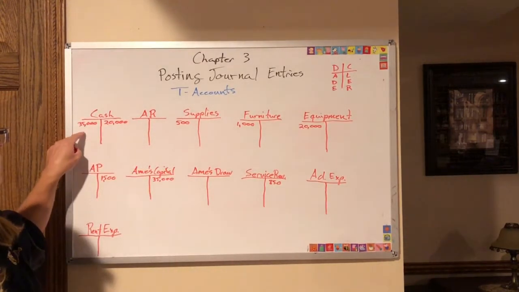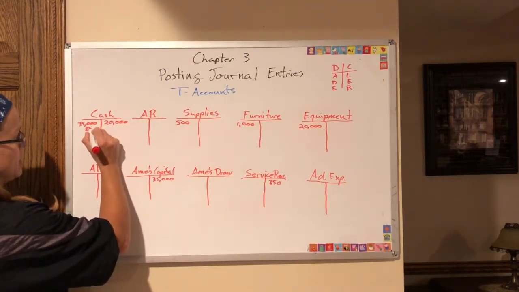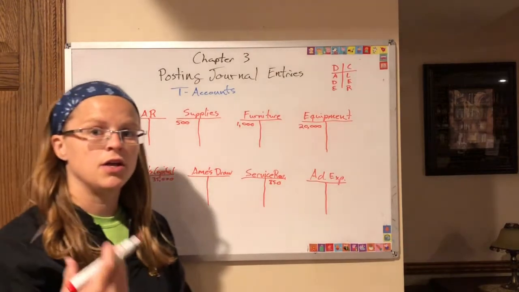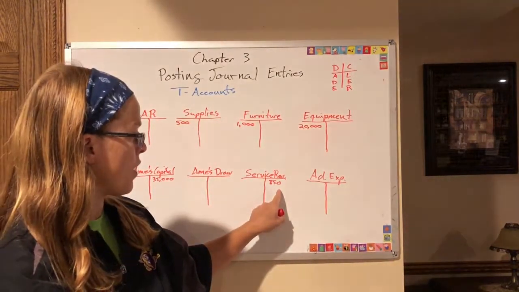And our debit is our cash, and that's $850 cash in our cash account. So that's our debit. So we have our debit and we have our credit.